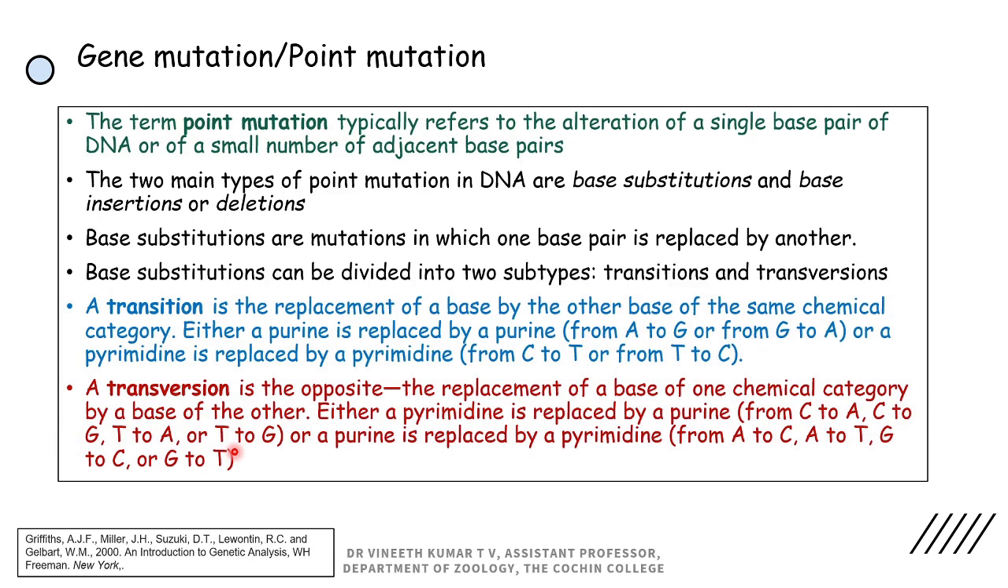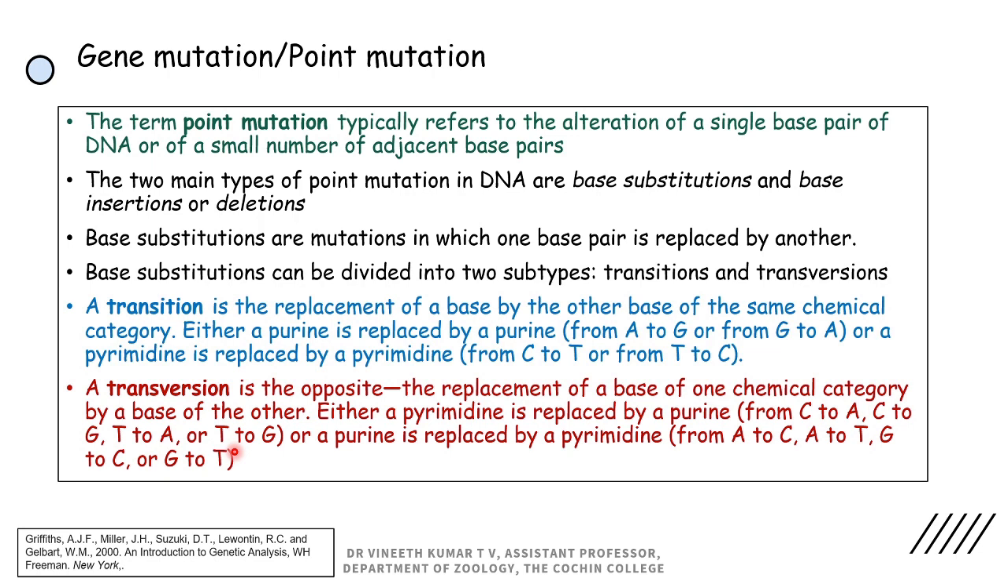So now we are discussing gene mutation. In gene mutation, we said that there are mainly two broad classifications. One is base substitution and the other one is base insertion or deletion. Base substitution, in the sense that one nitrogen base will be replaced by the other. Depending upon the chemical nature of the nitrogen bases in DNA, you have two chemical categories, one is purine and the other one is pyrimidine.